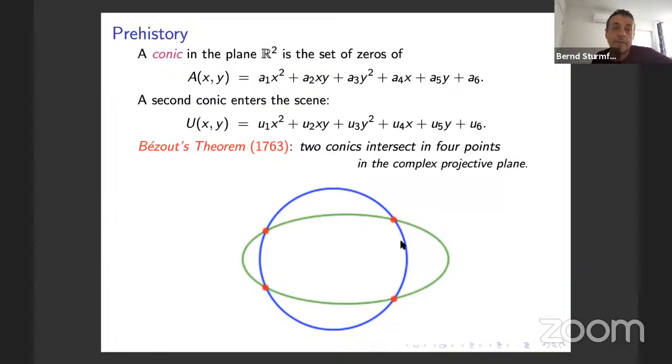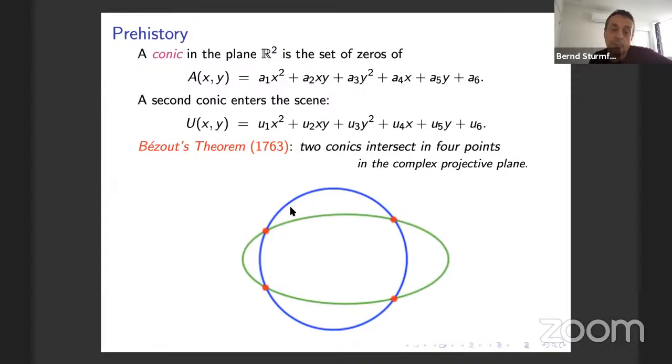So let's start with conics in the plane. By a conic in the plane, for now, I mean the real plane R2. And a conic is the set of zeros of a quadratic polynomial in two variables, x and y. So let's say A, capital A, is a quadratic polynomial with the 6 coefficients, A1, A2, up to A6. These are real numbers, not all zero.